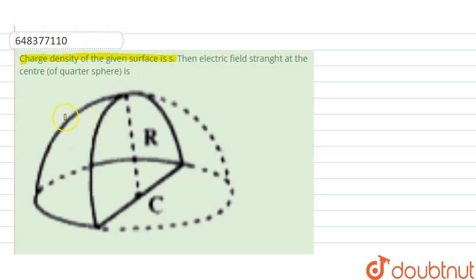Here our question is: the charge density of a given surface is S, and what is the electric field strength at the center? Given a quarter sphere, in order to find the electric field, let us assume an elementary surface area on the surface of the quarter sphere.